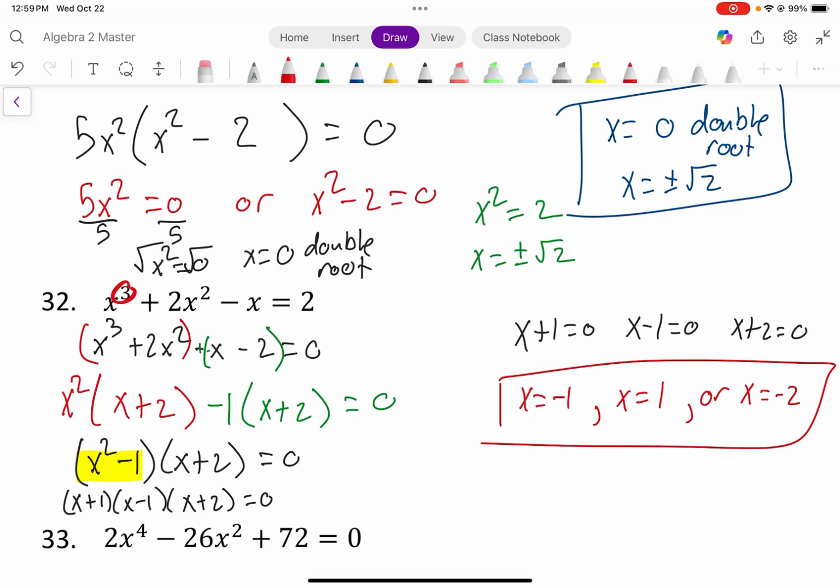Okay, so I don't want to get too in-depth on one video, so we'll pause here. Next video will be the next couple of examples with more factoring, solving by factoring.